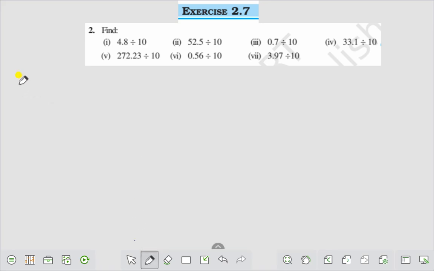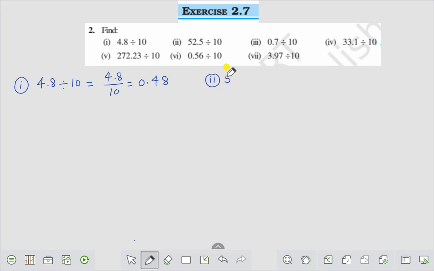That is question number 1. Question number 1 is 4.8 divided by 10. That will be equal to 4.8 divided by 10. It is divided by 10, therefore the point should be shifted to the left side one place, that is from here to here. That will be equal to 0.48. Right?